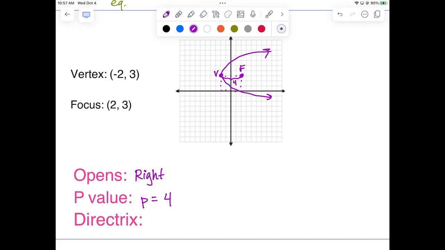Now, go ahead and see if you can sketch the directrix and write its equation on your own. Try the directrix. That's a cool name. Directrix. That'd be a cool name for a dog, wouldn't it? Or a human, maybe?